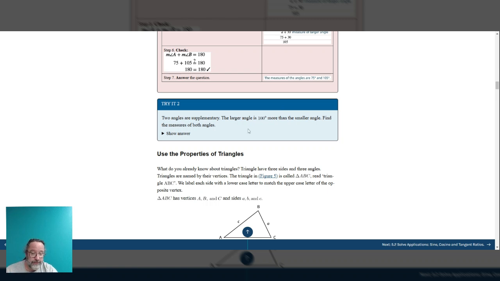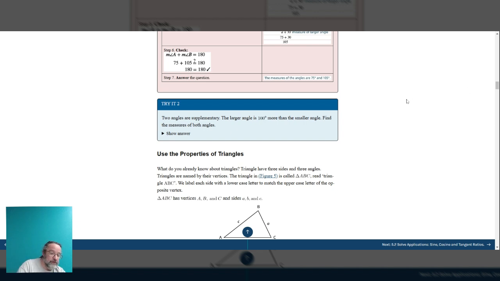So try it 2. Two angles are supplementary. The larger angle is 100 more than the smaller angle. So let's say the smaller angle is X. They're telling us the larger angle is 100 more than X. So the larger angle would have to be 100 plus X, right? Yeah. So then the measure of both angles.